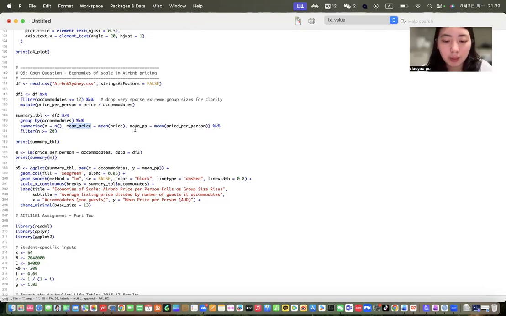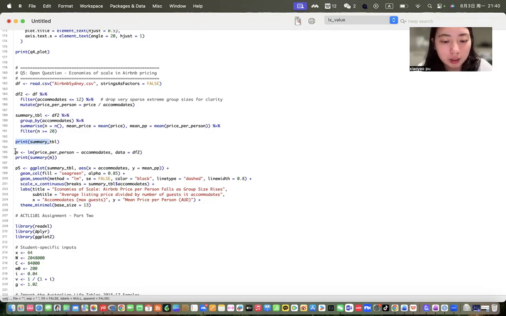I then filter to keep only group sizes with at least 20 listings. Again, just to make sure every bar in my chart is based on a reasonable size, reliable sample. Then I print this summarized table to the console so I can inspect the actual numbers. This is where I saw that mean price per person drops from around $96 for a single guest down to around $43 to $51 for listings that sleep 10 or more.